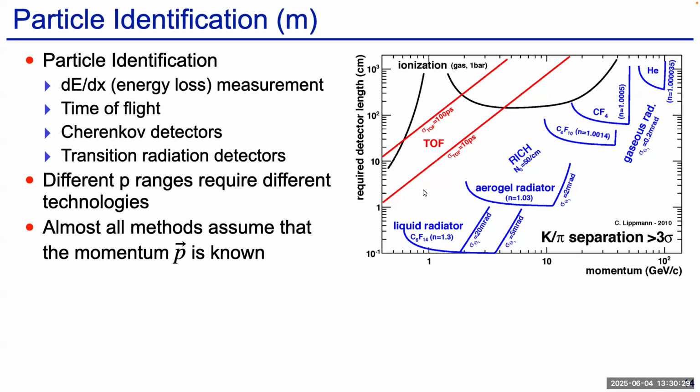There's time of flight. We are talking about Cherenkov detectors, and we have to talk about transition radiation detectors. But the trick is that different momentum ranges require different technologies. So let's look at this axis here. That is the momentum of the particle.